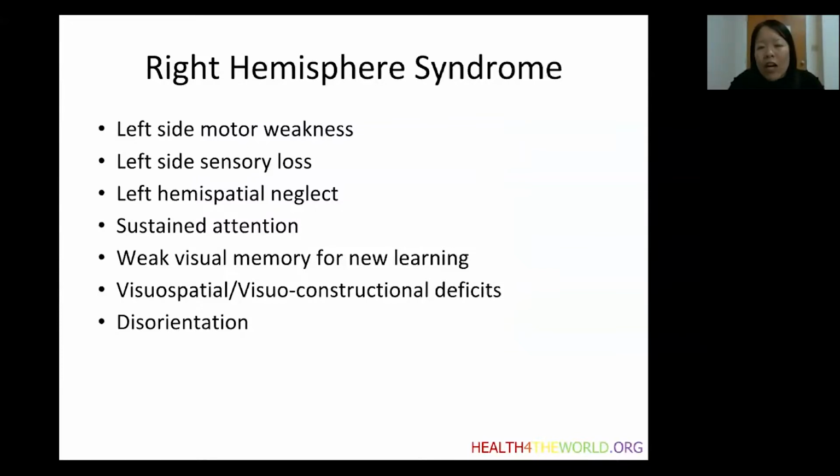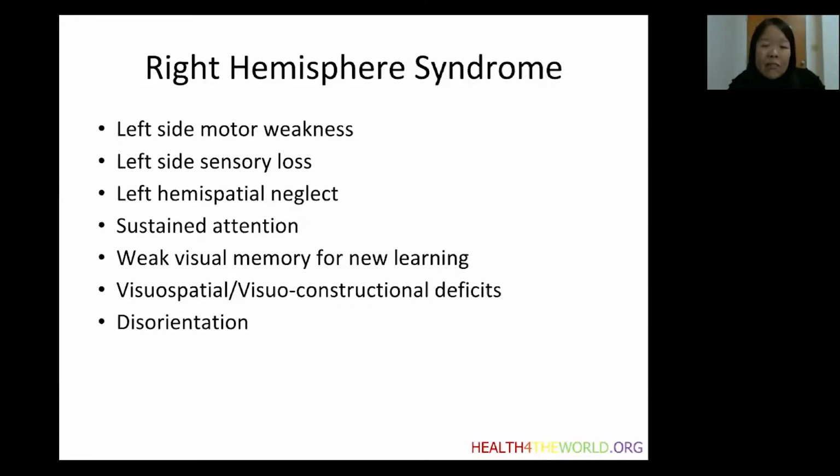First, I want to talk about common symptoms of right-sided strokes. From a physical perspective, you might expect that they may experience left-sided motor weakness. Many also notice left-sided sensory loss. Very common is that many patients with right-sided strokes tend to experience left hemispatial neglect. That is, they completely forget about the left side of their body and their left visual field.